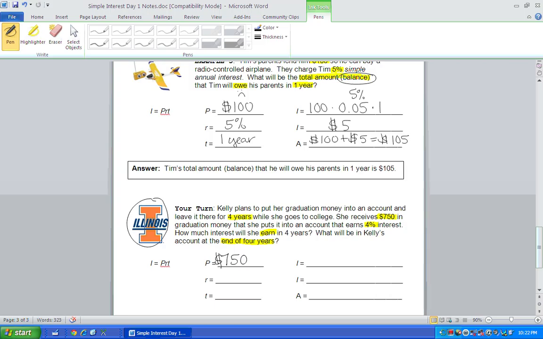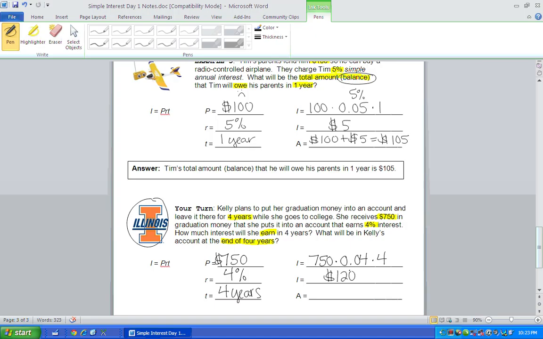All right. For this example, Kelly at graduation earned $750. She's going to go to the bank and put the $750 into the savings account. So that's the deposit. The simple interest here is 4%, and she's going to leave that money in her savings account for 4 years. So to find the interest that she earns, we're going to multiply principal times rate times time. So the interest for this is $120.